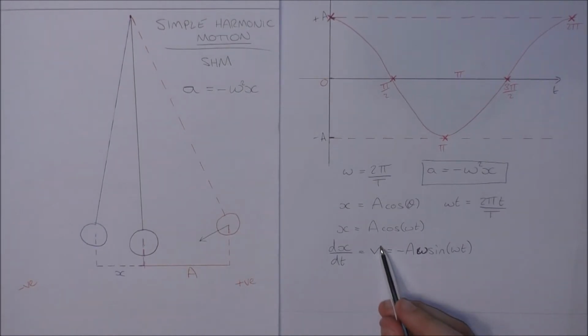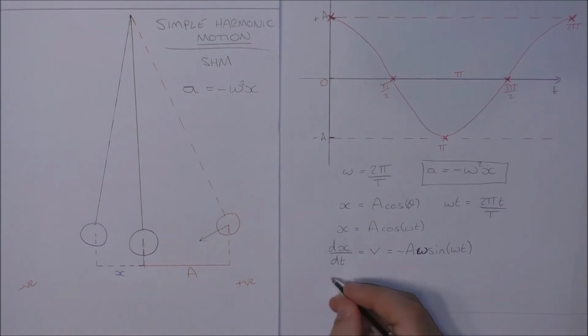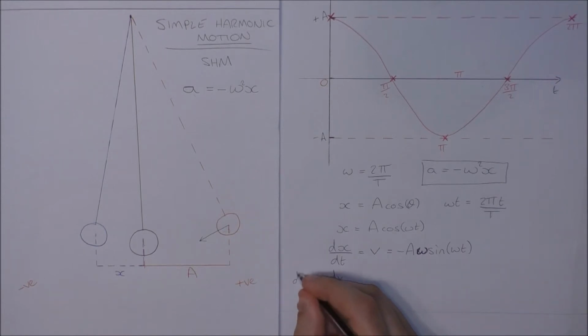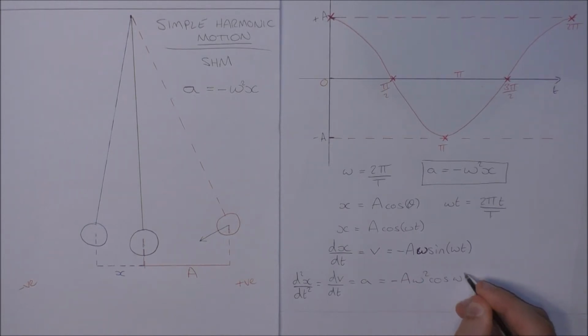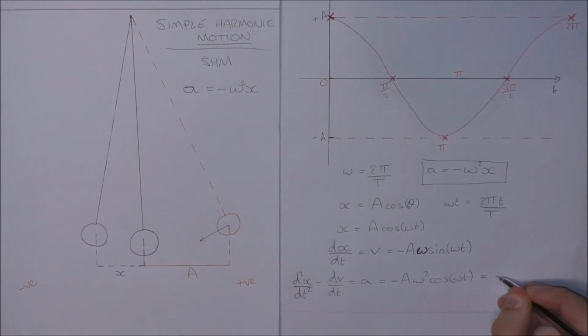Okay, then I'm going to have a look at how velocity changes with time. So I'm going to say dv by dt. Another way of writing that is the second differential of position by time, d2x by dt squared. It's also dv by dt, and that equals an acceleration. So I'm going to differentiate this again, and that equals minus A omega squared cos omega t. And that equals minus omega squared x. So we have our result.